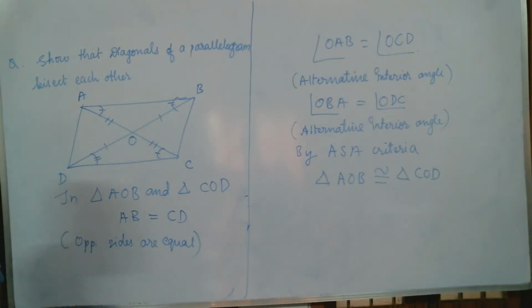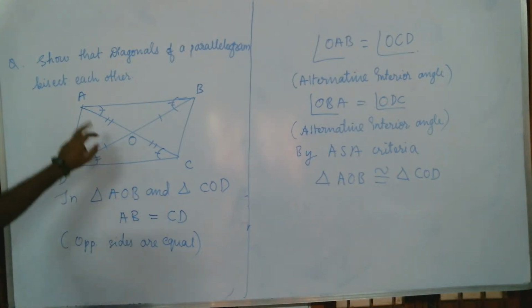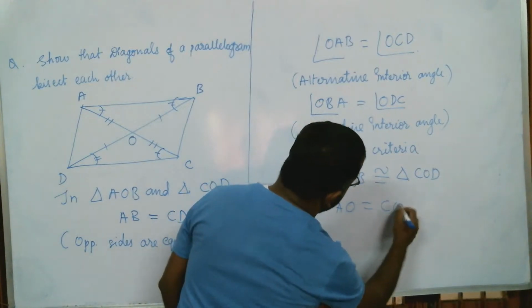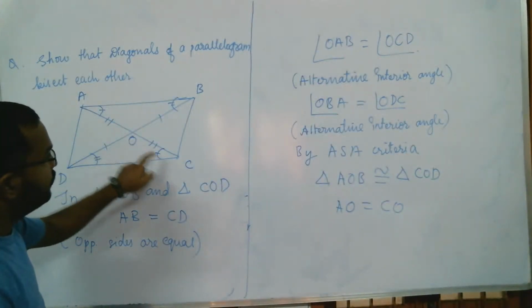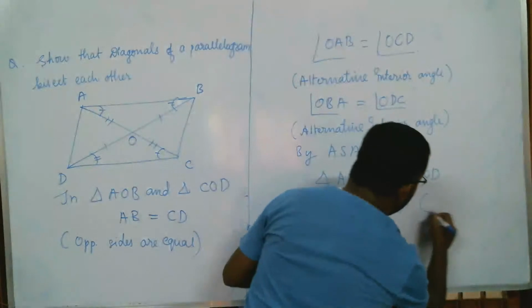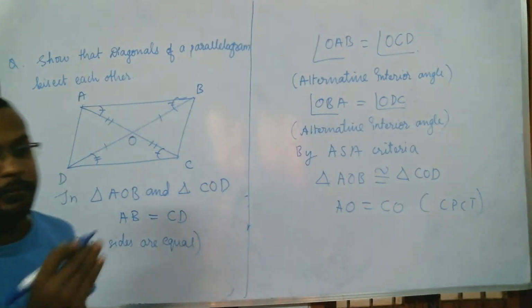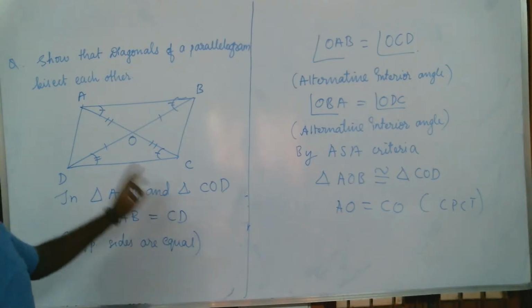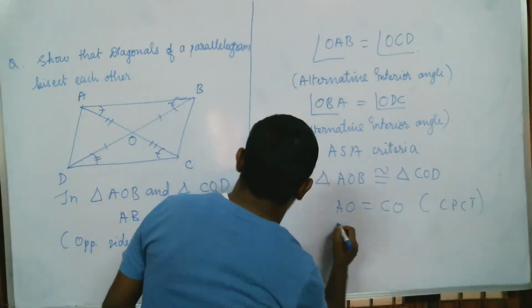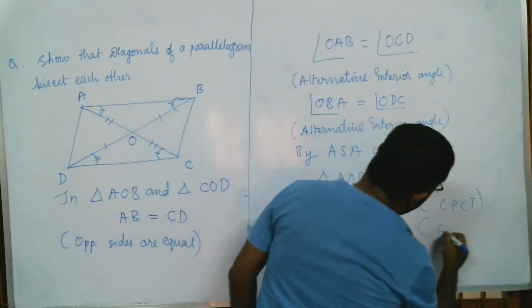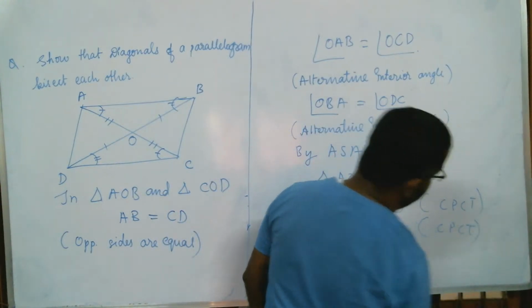So when these two triangles are congruent, then their corresponding parts are equal. So that means AO is equal to CO. What is the reason? CPCT. CPCT is nothing but corresponding parts of congruent triangles. Same way, OB is equal to OD. Here also the reason is CPCT.